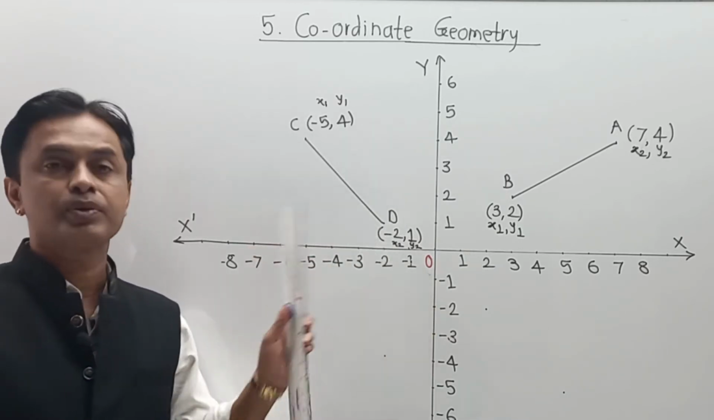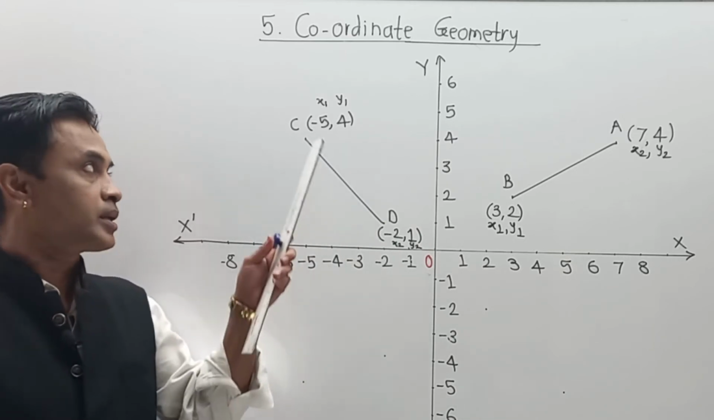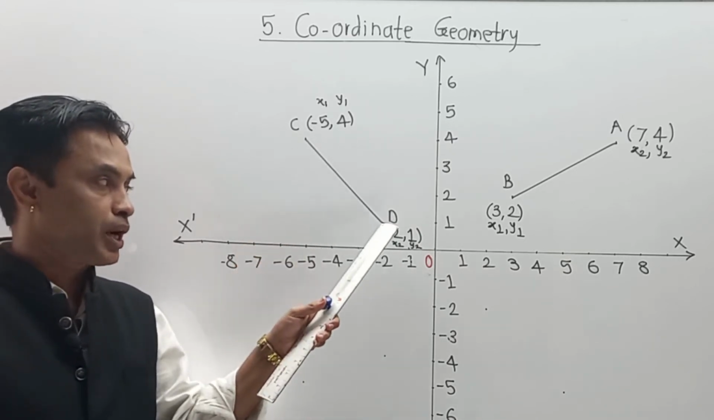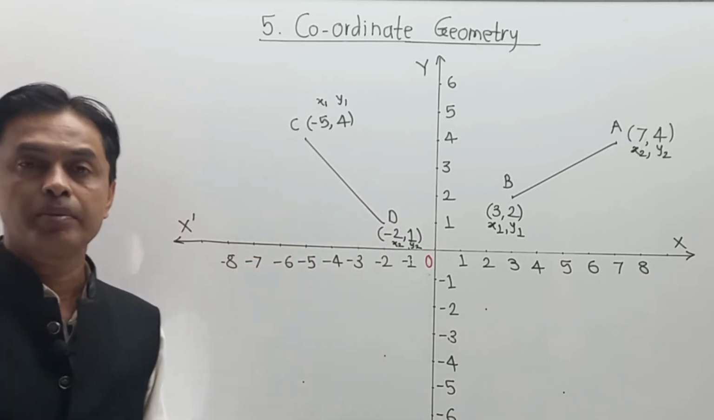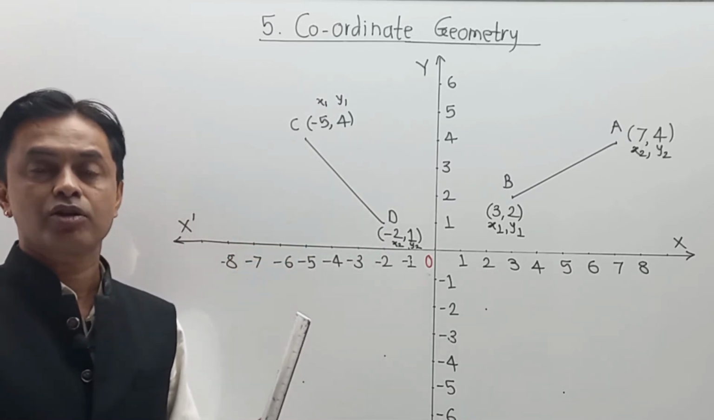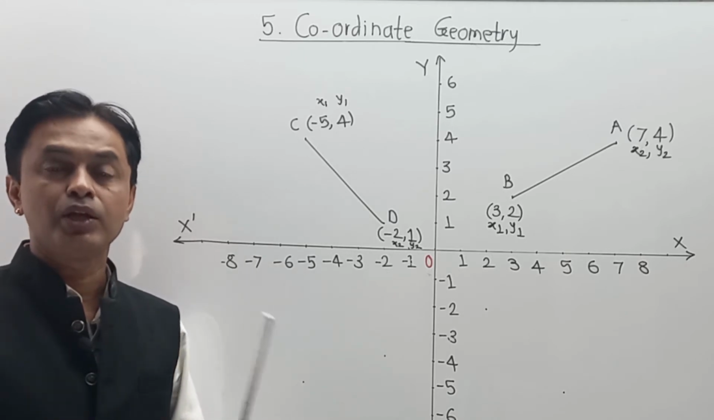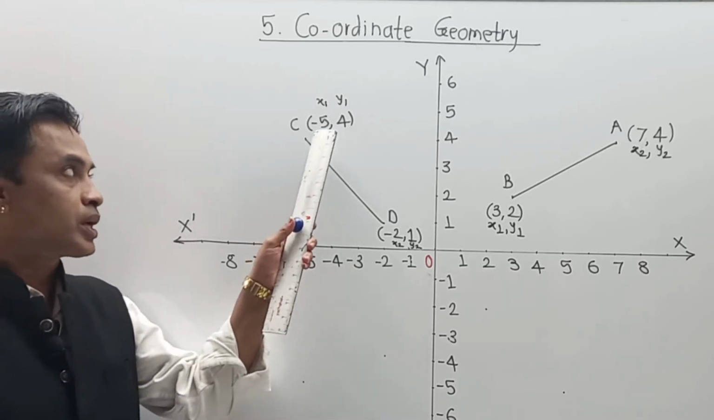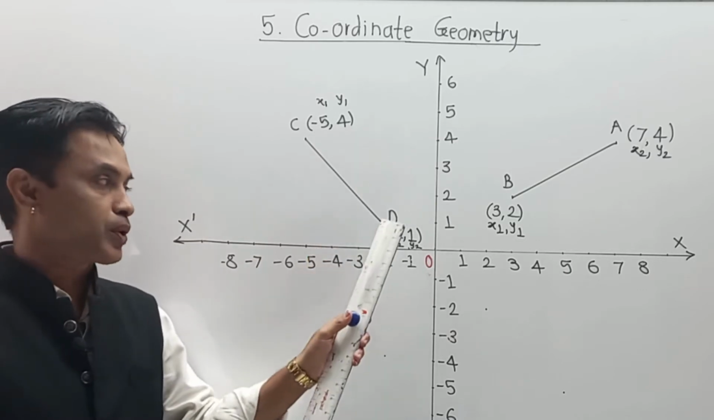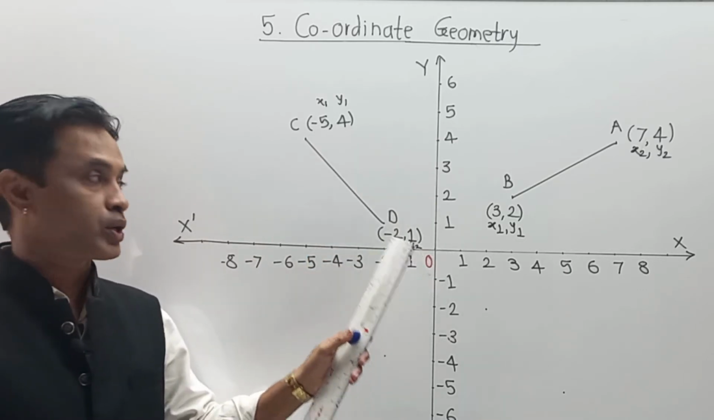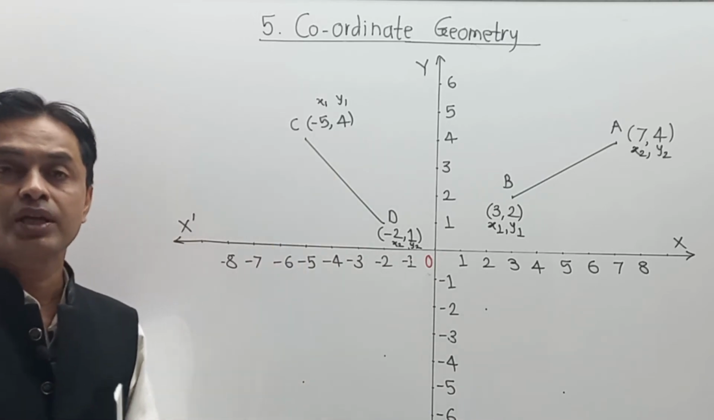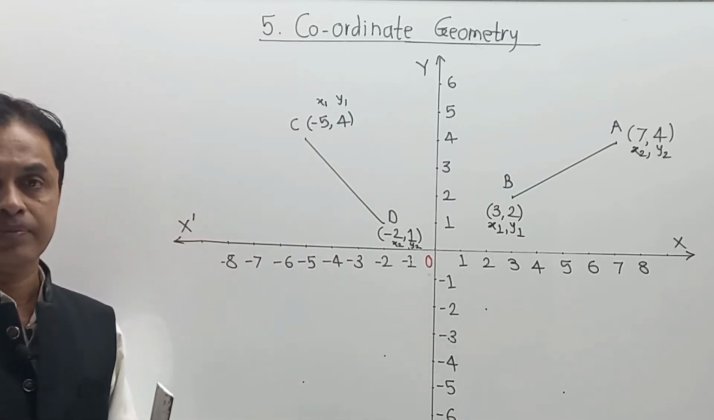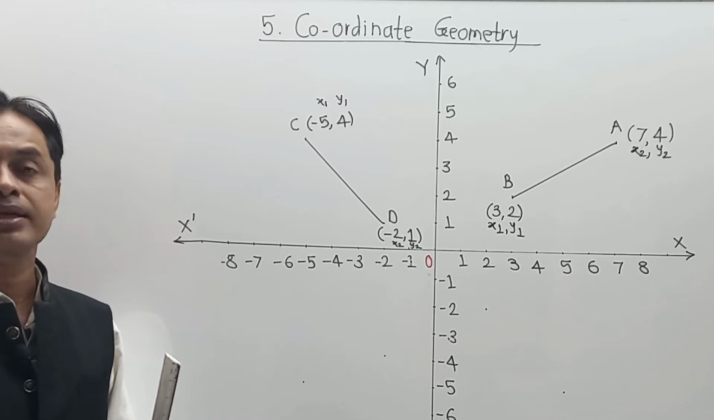Means the distance along the straight line of that part. What is the distance from point C to point D, or the distance between point D and C? Remember, you can change or relocate its order. Means you can take first x1, y1 as this point and x2, y2 as this point, or x1, y1 as this point and x2, y2 as the other point. Still your answer remains the same.